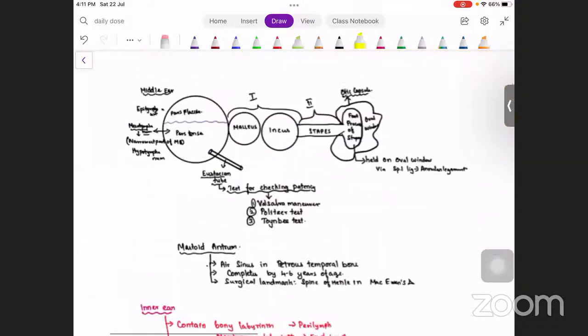So apart from that, you have the middle ear, with pars tensa and pars flaccida as we said. The middle ear is divided into epitympanum, mesotympanum, and hypotympanum. The narrowest part of your middle ear is the mesotympanum. The middle ear is connected with the eustachian tube. The tests for checking the patency of the eustachian tube are the Valsalva maneuver, Politzer test, and Toynbee test. Then you have the tympanic membrane, which is attached to the malleus, incus, and stapes. The stapes contains a footplate, and the footplate is attached to the oval window.